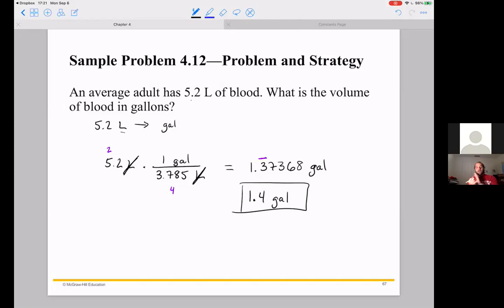So find your conversion factor, set it up so that your units cancel, punch it into your calculator, make sure your units all cancel, and then you worry about sig figs. That is unfortunately the very big pain in the butt way that we do math as chemists. It's got a few more steps than it would in just a simple math class.